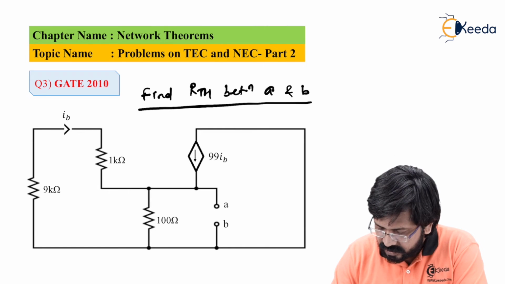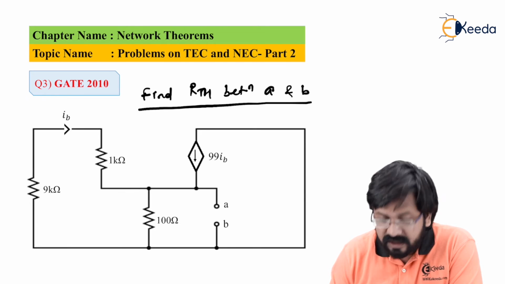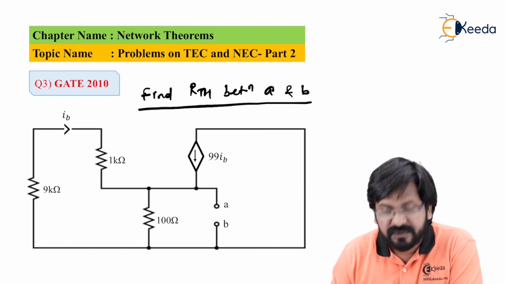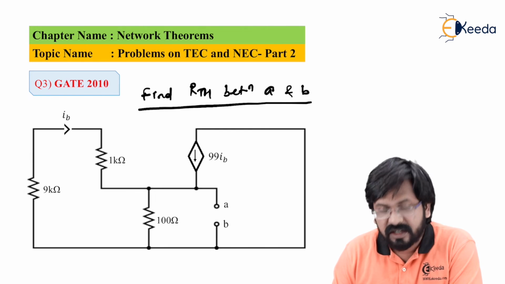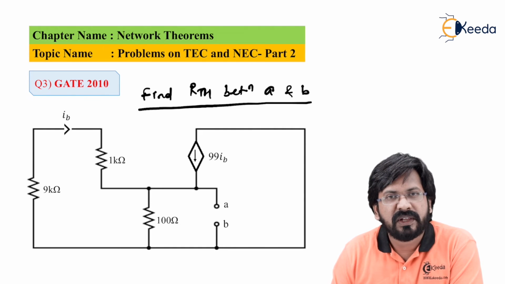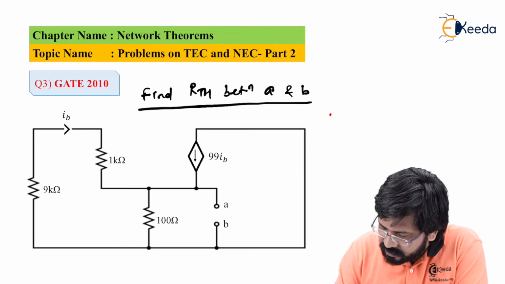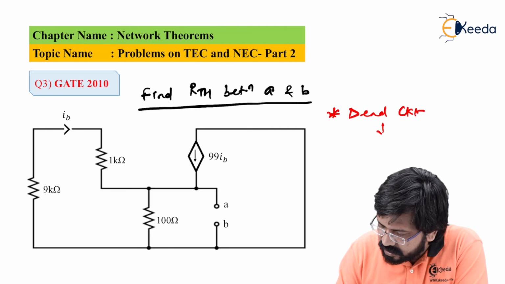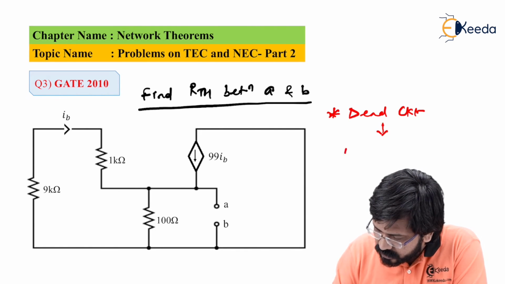Now there is some problem with this. The problem with this circuit is, as you can see, none of the sources is an active source. In fact, none of the sources is an independent source. All the sources are dependent sources. In case all the sources are dependent sources, such a circuit is said to be a dead circuit. So this is a special case where you have a dead circuit. The reason I say this is a dead circuit is just because it is a circuit without any independent source.